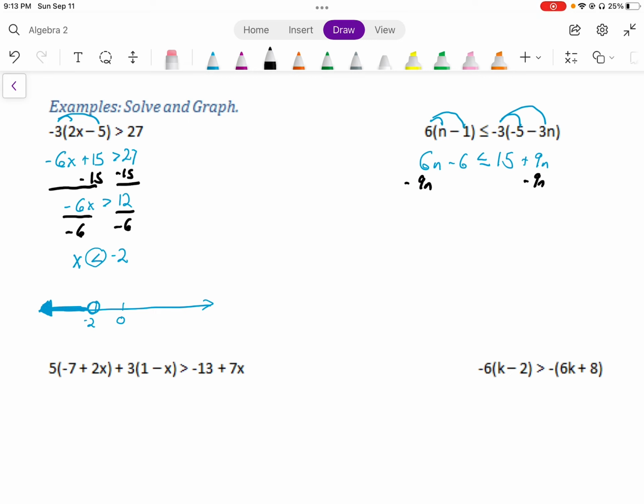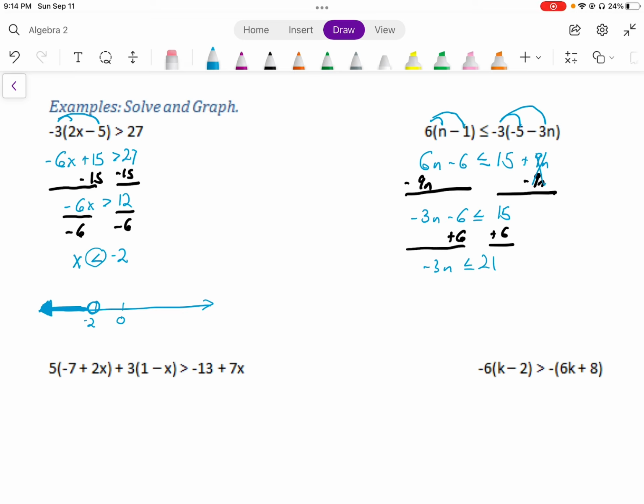Some people prefer to have the variable positive, and that's also okay. And if you do it correctly, you'll still end up with the correct answer. So now we have negative 3n minus 6 is less than or equal to 15, because that's 0. And now we will add 6 to both sides, which gives us negative 3n is less than or equal to 21.